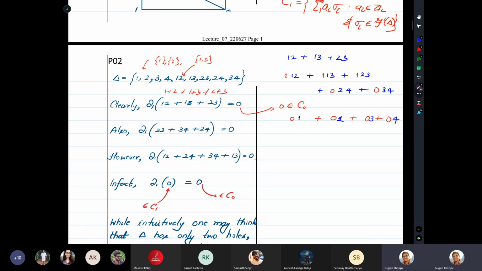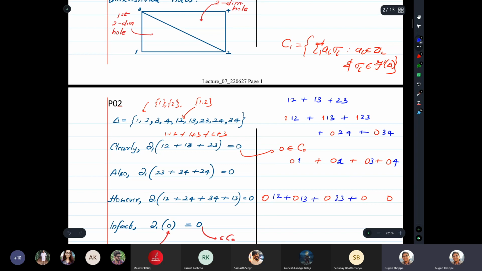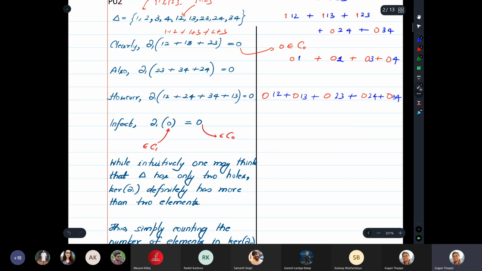So let me again emphasize what I mean over here. Although I write 0 here and 0 here, I hope you agree that these are not one and the same thing. The 0 on the left is the additive identity of C1, whereas the 0 on the right is the additive identity of C0. Sorry, I should give some space in between. So it should be 0 1 2 plus 0 1 3 plus 0 2 3 plus 0 2 4 plus 0 3 4. So this is the 0 that is there over here. This is actually a one chain. The 0 on the left is the one chain, whereas the 0 on the right is the zero chain, to distinguish this.